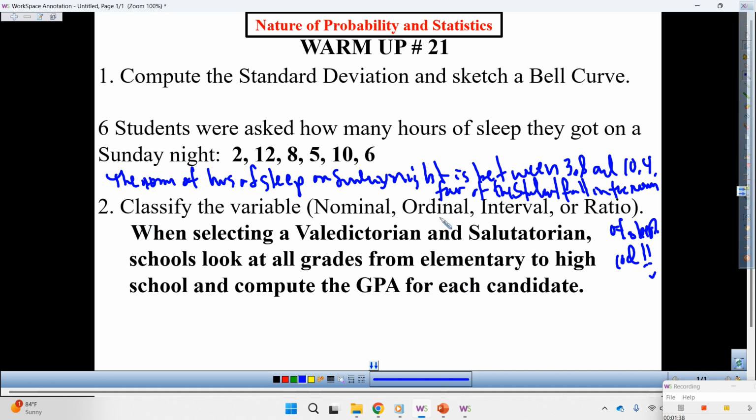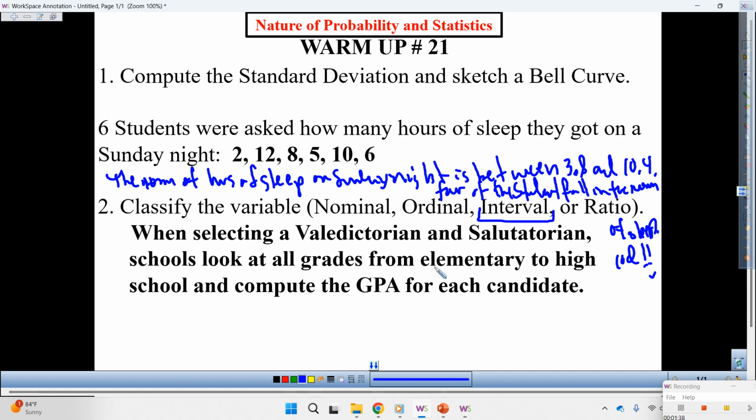All right. Number 2, it says classify the variable. When selecting the valedictorian and salutatorian, schools look at all grades from elementary to high school and compute the GPA of each candidate. Tell your neighbor which classification that is for that variable. Classification. All right, Brandon, pass someone. What do you think, Chloe? You put what? Interval?